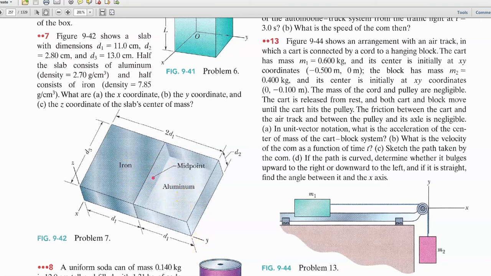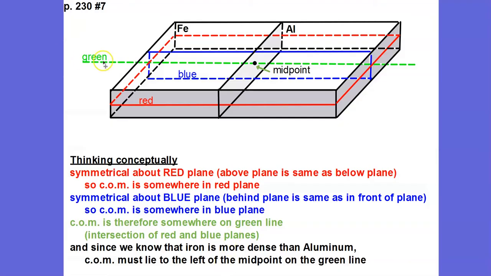Let's think about this conceptually at first. If we look at this conceptually, we're going to use symmetry to our advantage. So here's the left side of the block that's made of iron. Here's the right side of the block that is made of aluminum. But because it's a nice rectangular shape, it is symmetrical about the red plane.